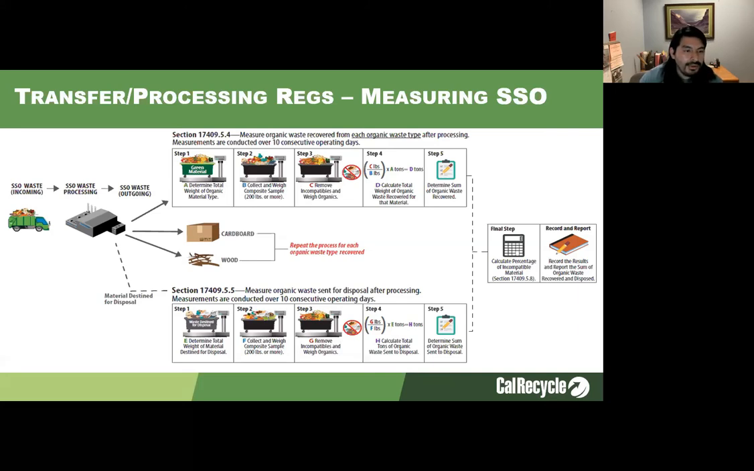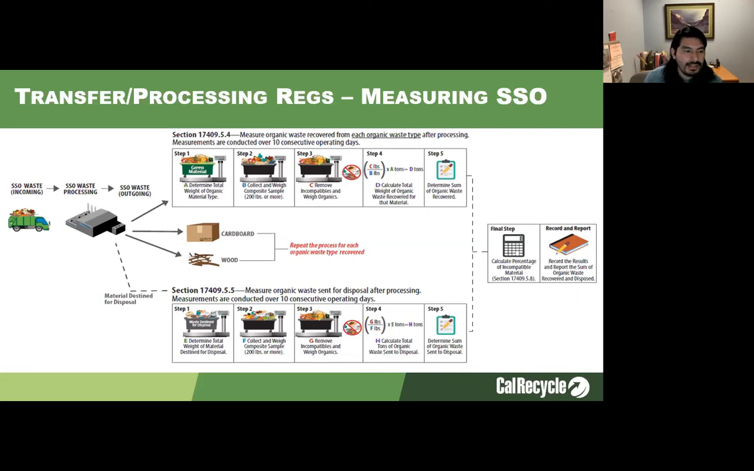And then there's a measurement for the organic waste in the materials that are sent for disposal after processing. Those measurements are conducted over 10 consecutive operating days as well. So that's the same. They're taking the same sample, using the same protocol. They take a sample of that material.